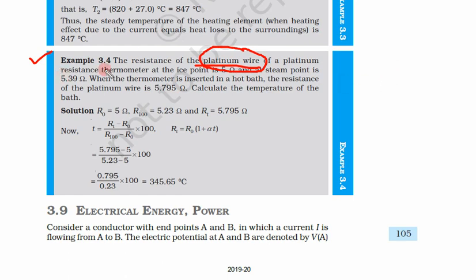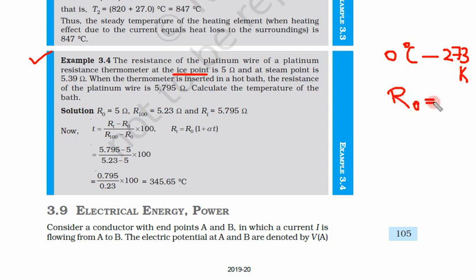So we have a thermometer. Now this thermometer has two different temperatures, and different resistances. First is the ice point. What is the ice point? 0 degree Celsius or 273 K. So this is the ice point. At the ice point, what is R naught? R naught is simply 5 ohm. And at the steam point it is 5.39 ohm.